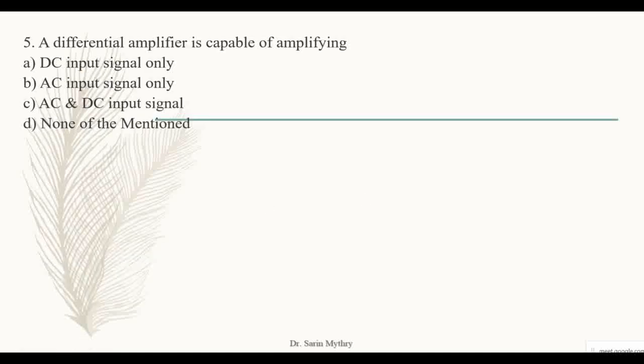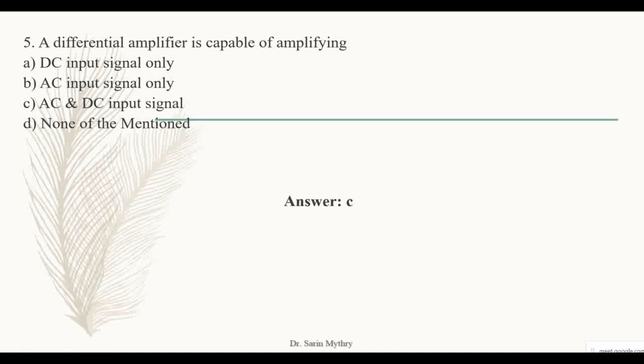Now let us go for the fifth one. A differential amplifier is capable of amplifying: first option, DC input signal only; second option, AC input signal only; third one, AC and DC input signal; fourth one, none of the mentioned. So now let us see what the correct option is.